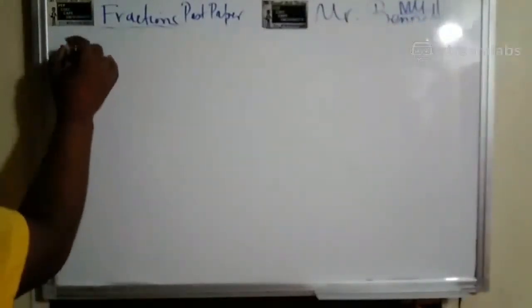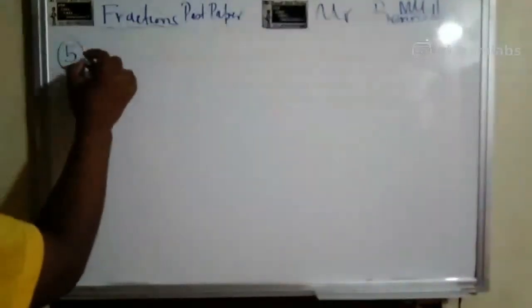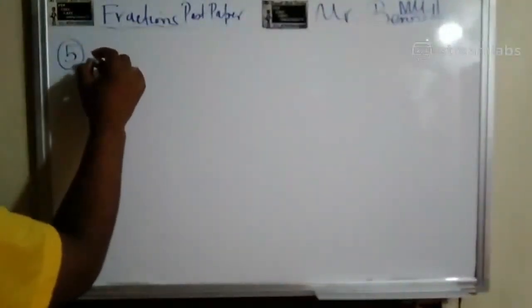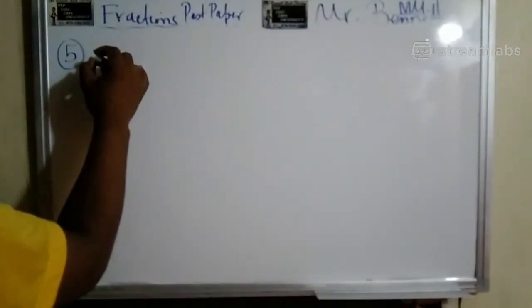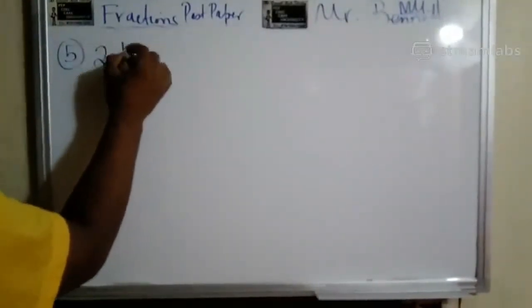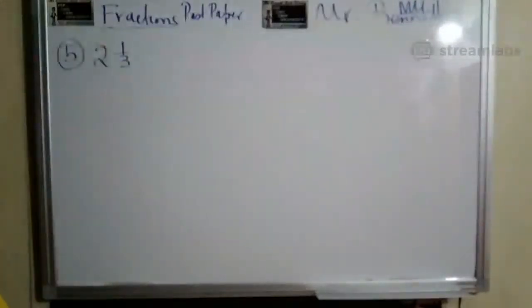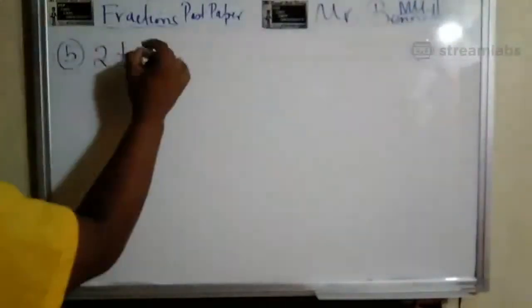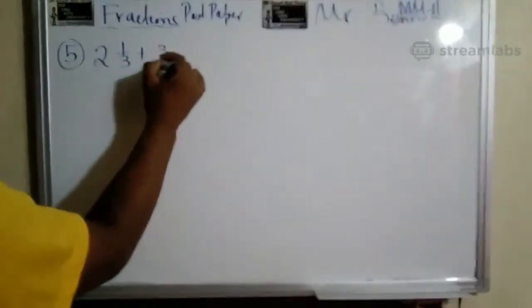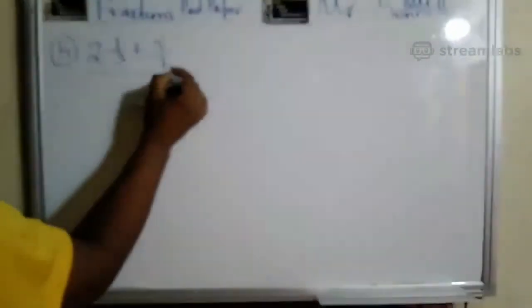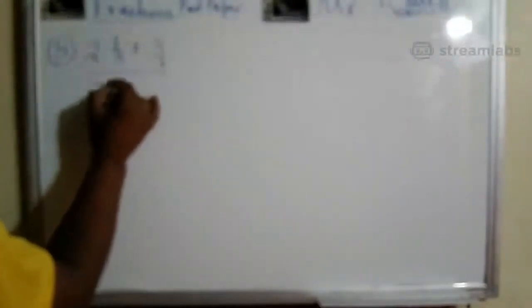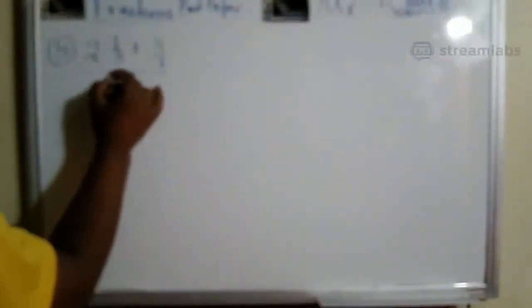So number 5. Hope you guys are leaving the answers in the comment section. So it's 2 1/3 plus 3/7. Guys, if you notice, all of them are different so far. So there's a variety of ways that CSEC can set it.